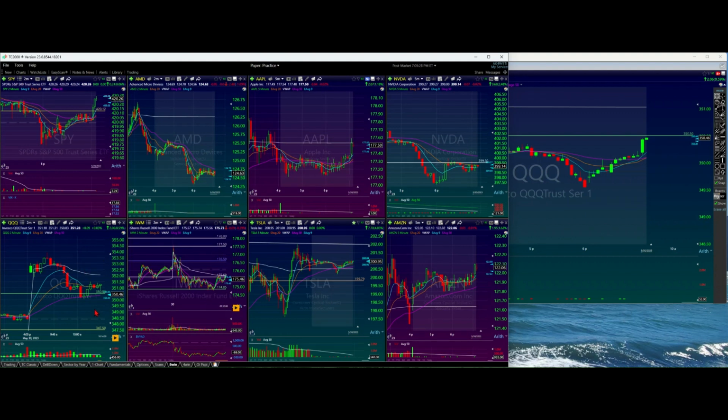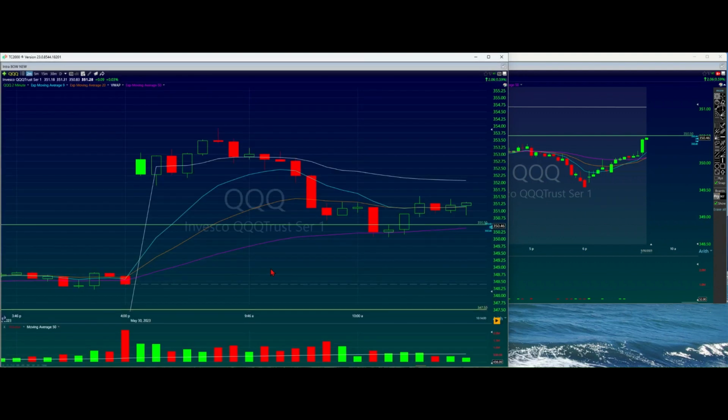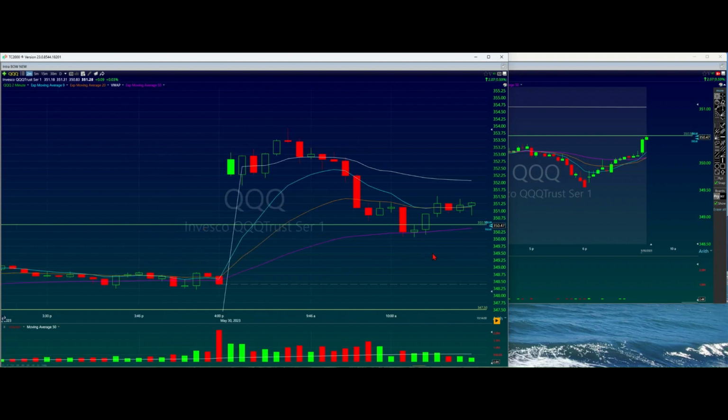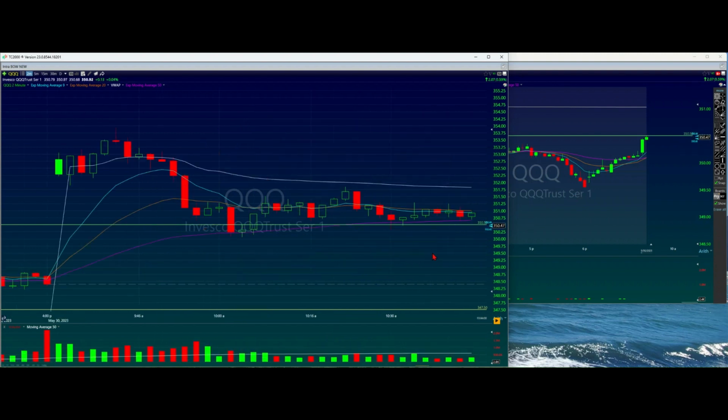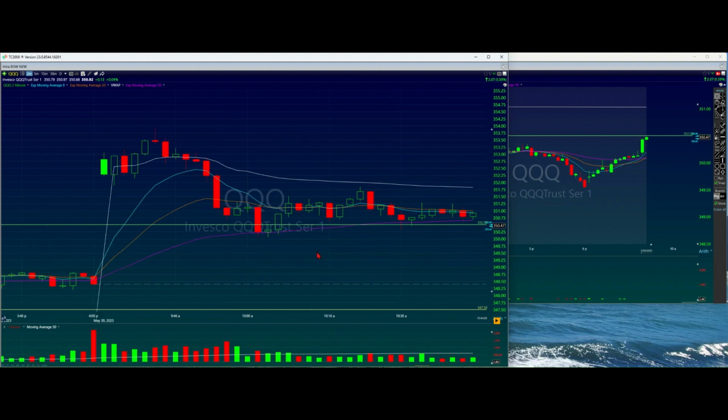So Qs, similar idea. I was playing a level in conjunction with this purple MA, the 50 right here. I love having the 50 on my charts. The amount of times I see this kind of thing happen where it beautifully plays off the 50, it works out quite a bit in my personal experience.